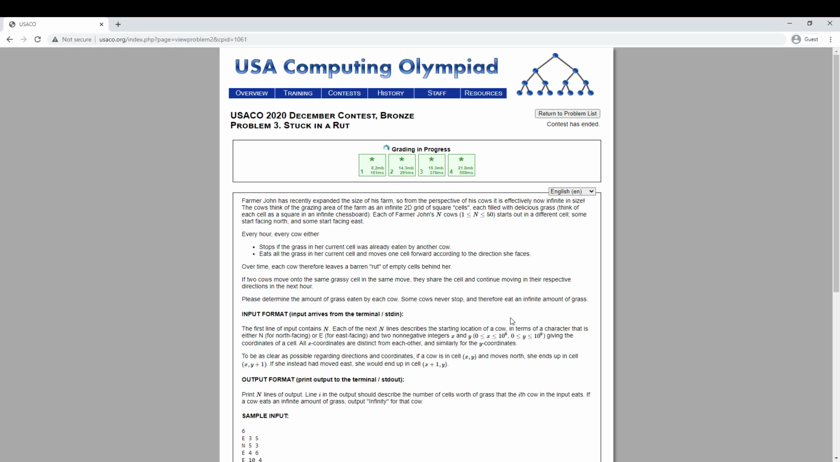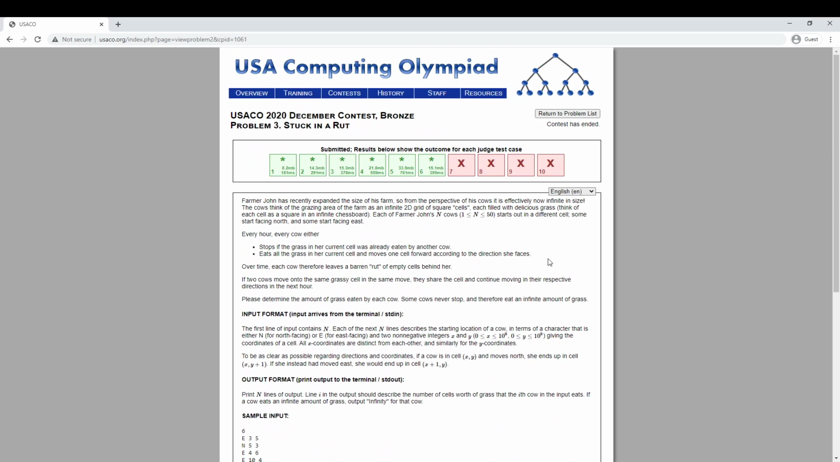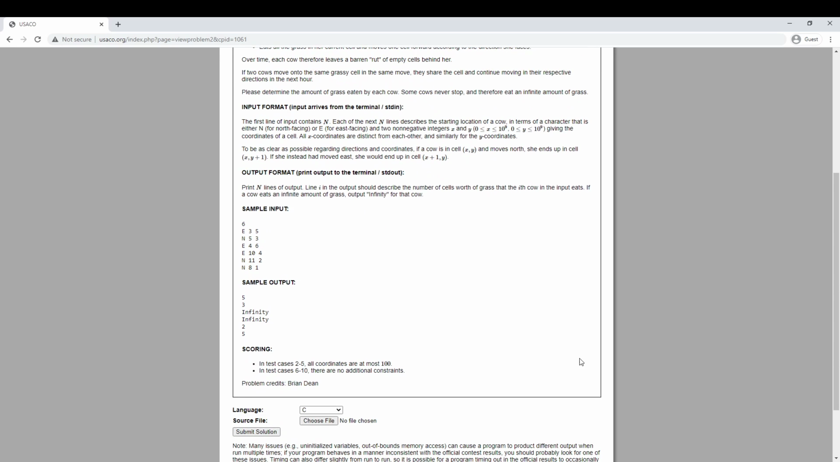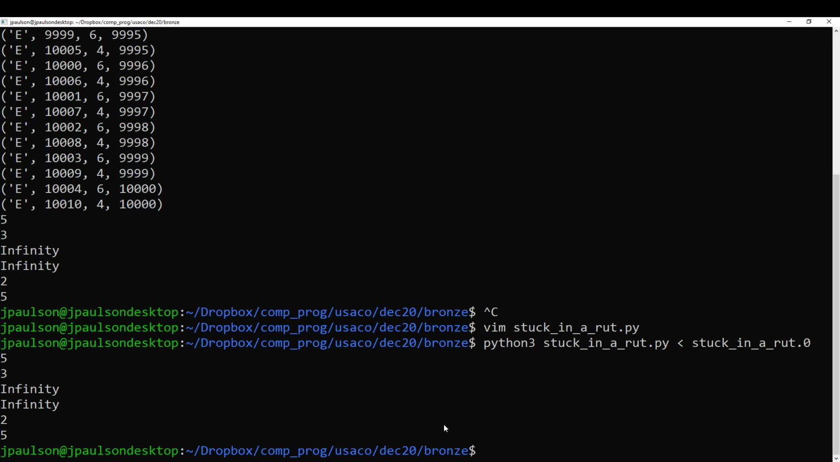Right, it could take like 1 billion time steps for 2 cows to intersect. So as expected, actually it passed test case 6 for some reason, even though there were no constraints, but we need to fix it for these other test cases.